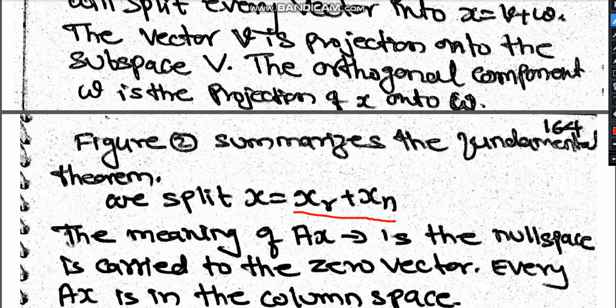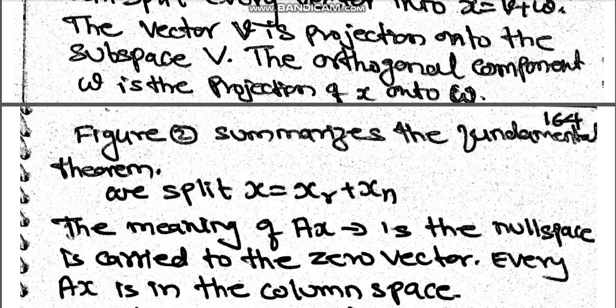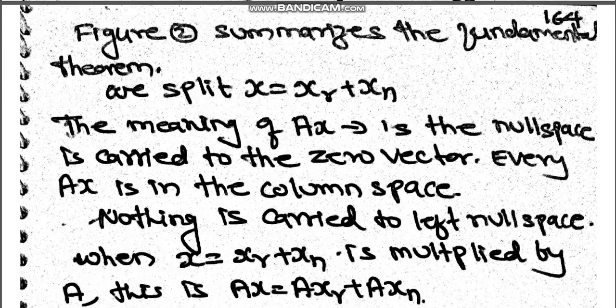Okay. Your x_n goes to what? The null space, and every other vector Ax goes to the column space, and that column space itself you can call the row space.